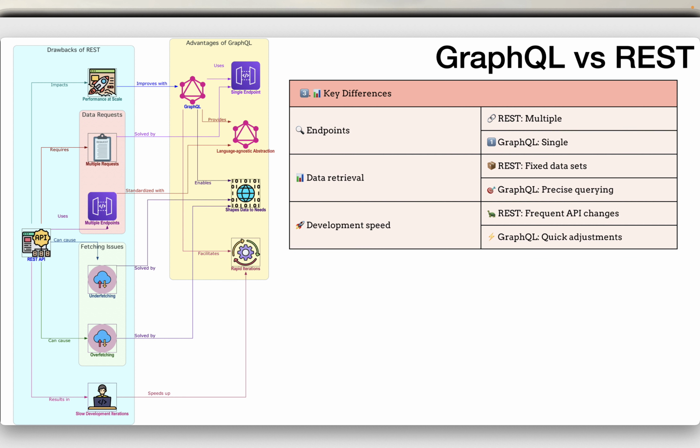So now, just to summarize the key differences. Endpoints: REST requires multiple endpoints for different data requests, while GraphQL uses a single endpoint for all queries. Second, data retrieval: REST APIs return fixed datasets, causing inefficiencies, while GraphQL allows querying for exactly what is needed. Third one is development speed. REST requires frequent API changes as the application evolves, which slows down the development, while GraphQL enables quick adjustment to data specification without major backend changes.